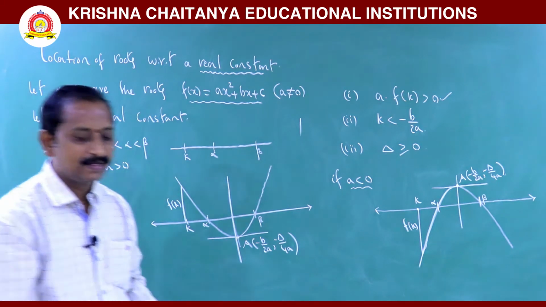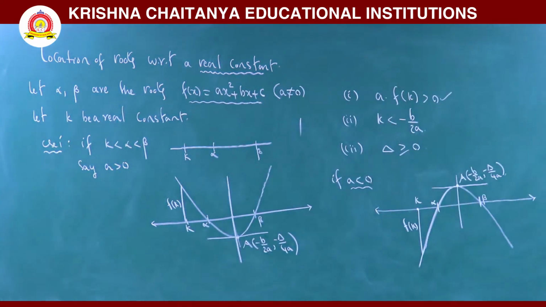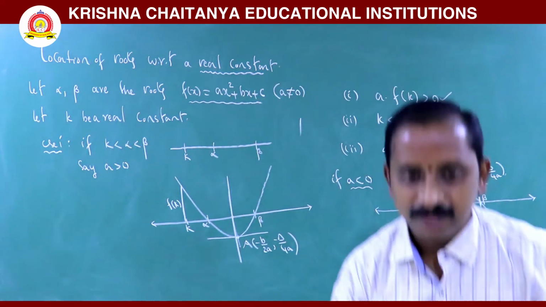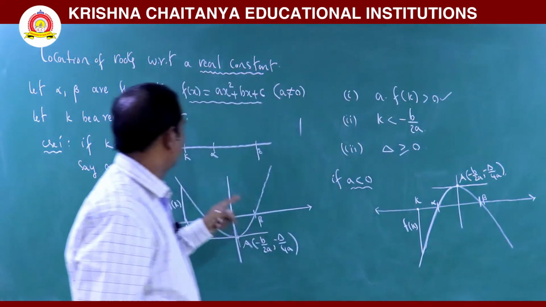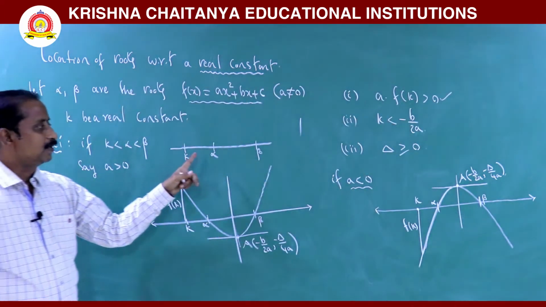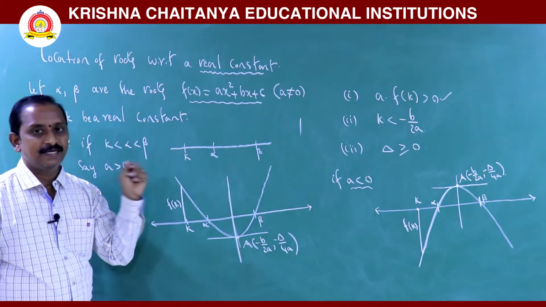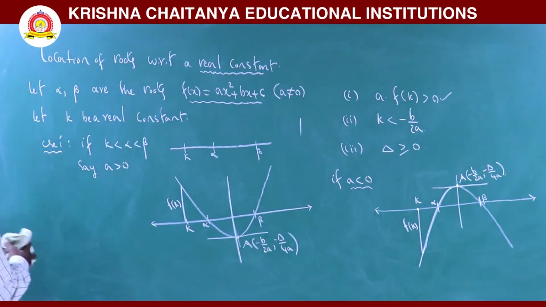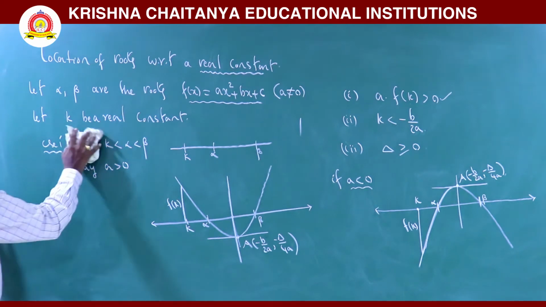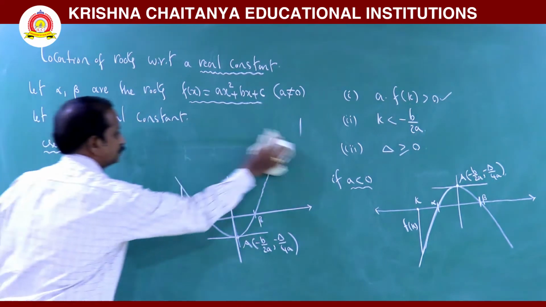Now I can consider the second one. What about the second one? Nothing but if each root alpha and beta is less than the k, means we move to the second case.